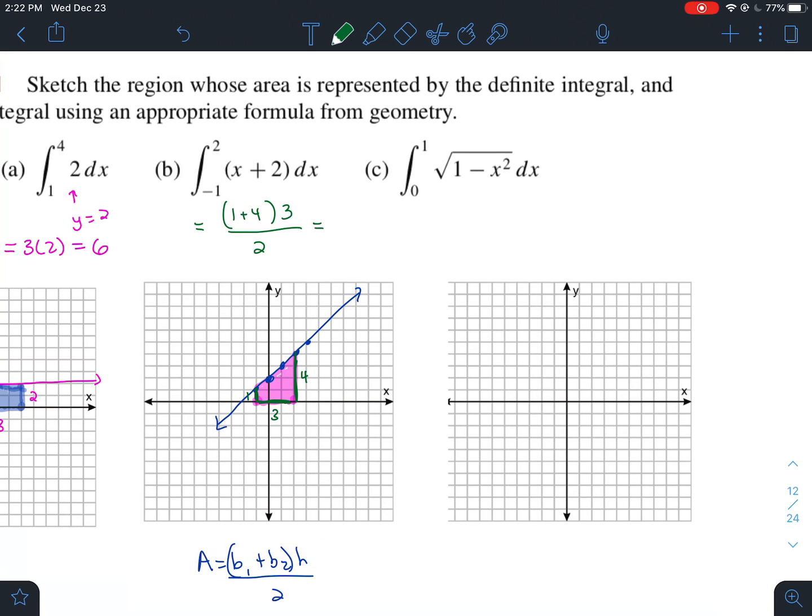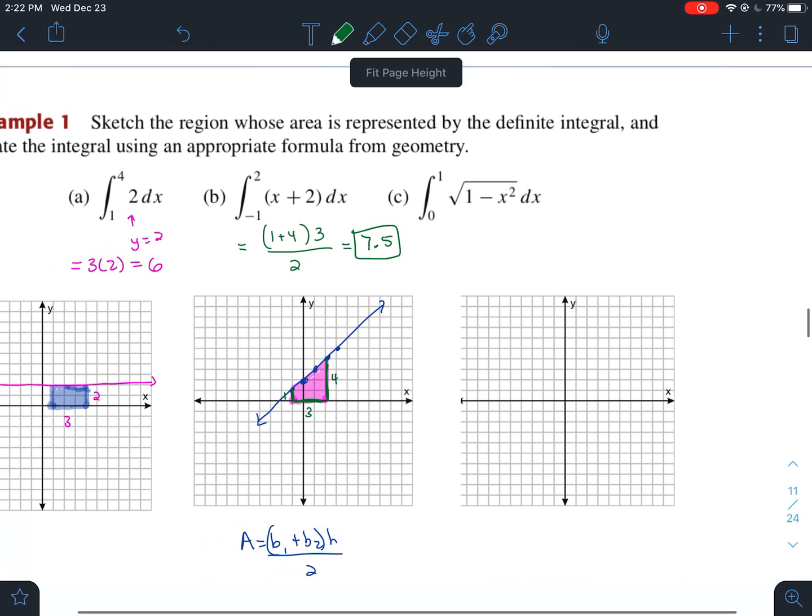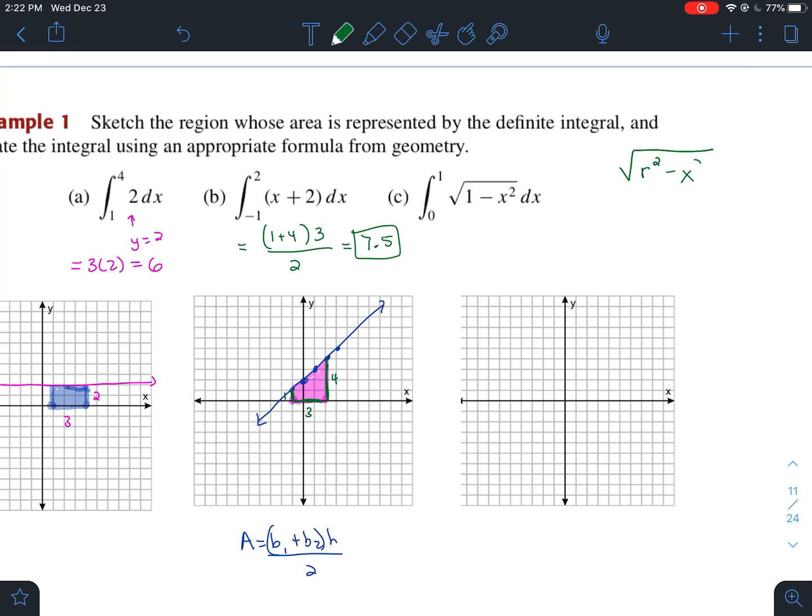So this definite integral is going to be base 1 plus base 2, so 1 plus 4, times the height, which is 3, and then divide by 2. So this is going to be 5 times 3 divided by 2, so it's going to be 7.5. So the area under the curve between -1 and 2 of x plus 2 is going to be 7.5.